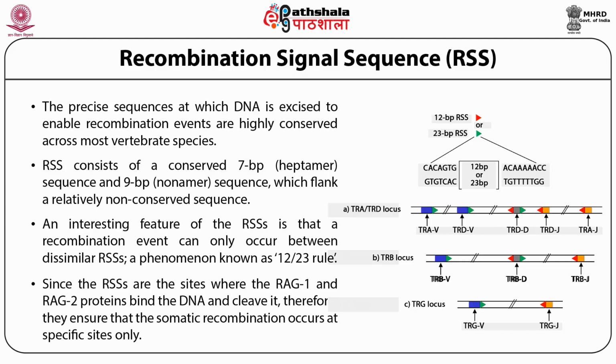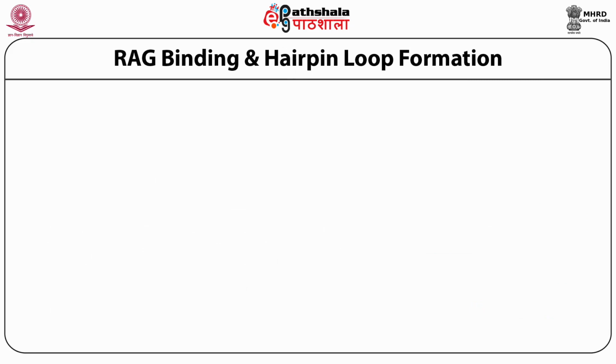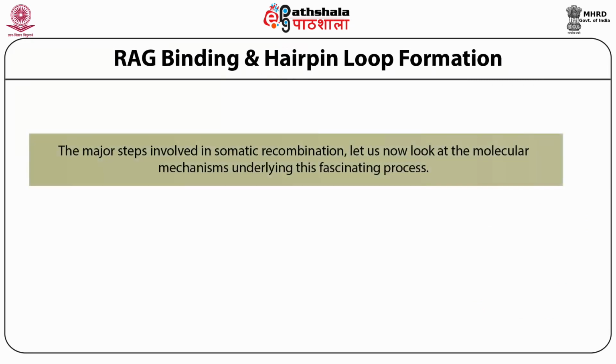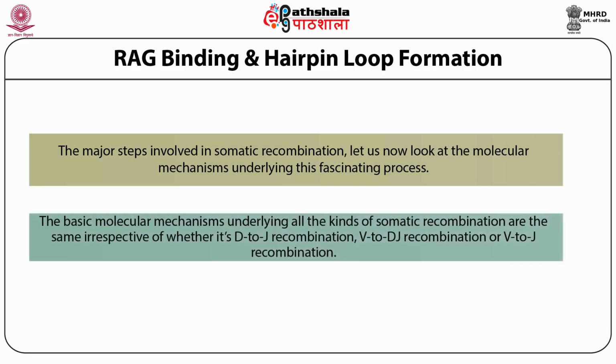This site-specific nature of recombination is very important as recombination at non-specific sites can lead to cancers. Now that we have discussed the major steps involved in somatic recombination, let us look at the molecular mechanisms underlying this fascinating process. The basic molecular mechanisms underlying all the kinds of somatic recombination are the same irrespective of whether it's D to J recombination, V to DJ recombination, or V to J recombination.